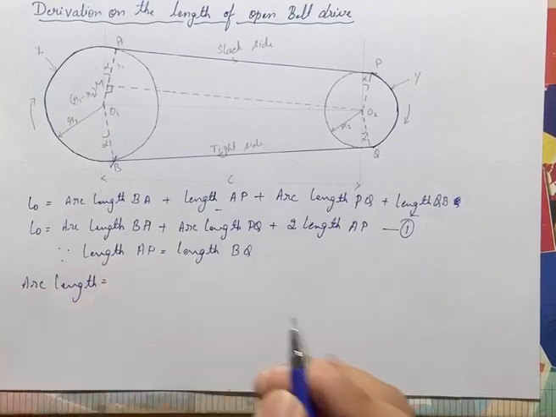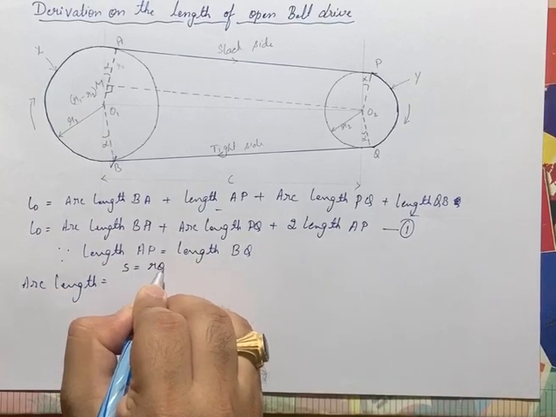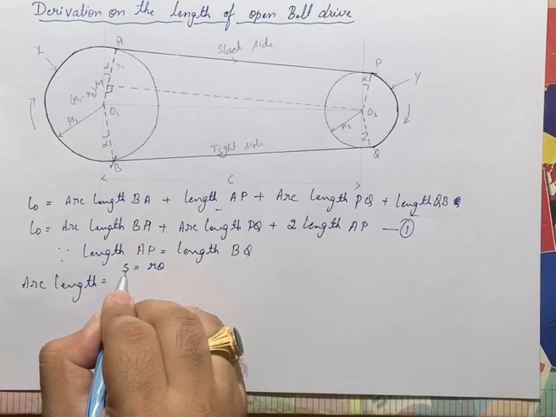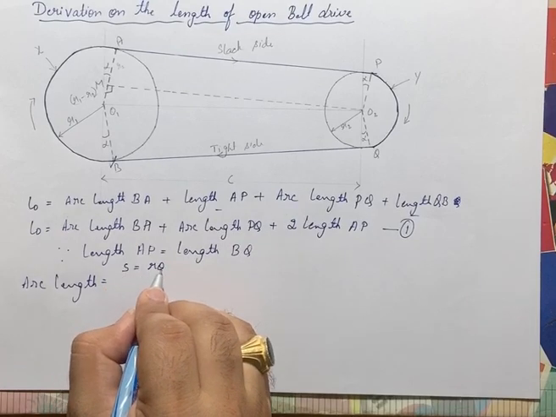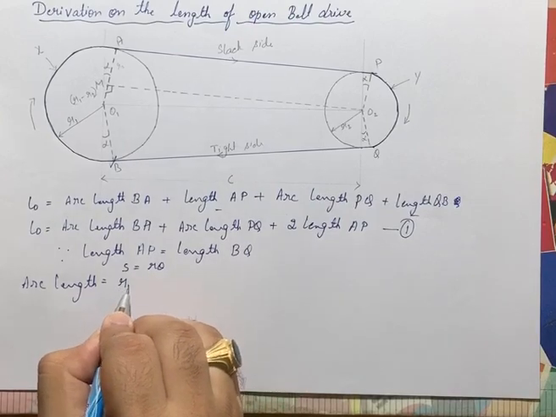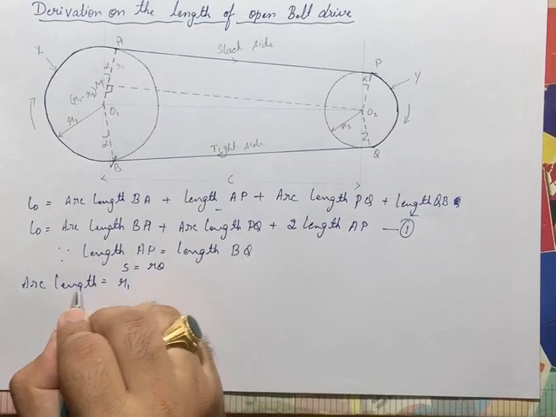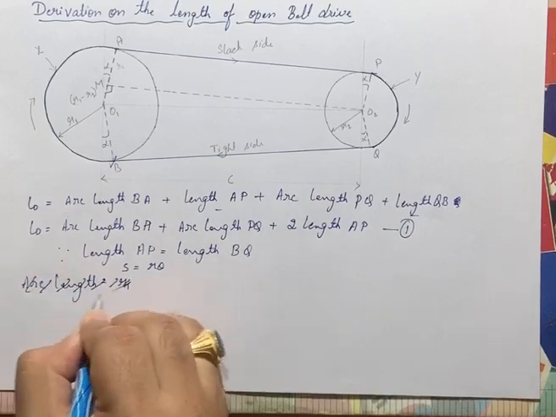What is the formula we have to find out arc length? Let us say S is equal to R theta. S is the length of an arc, equal to R into theta here. What is R? R is nothing but R1 in this driver pulley. Sorry, I will write it once again.